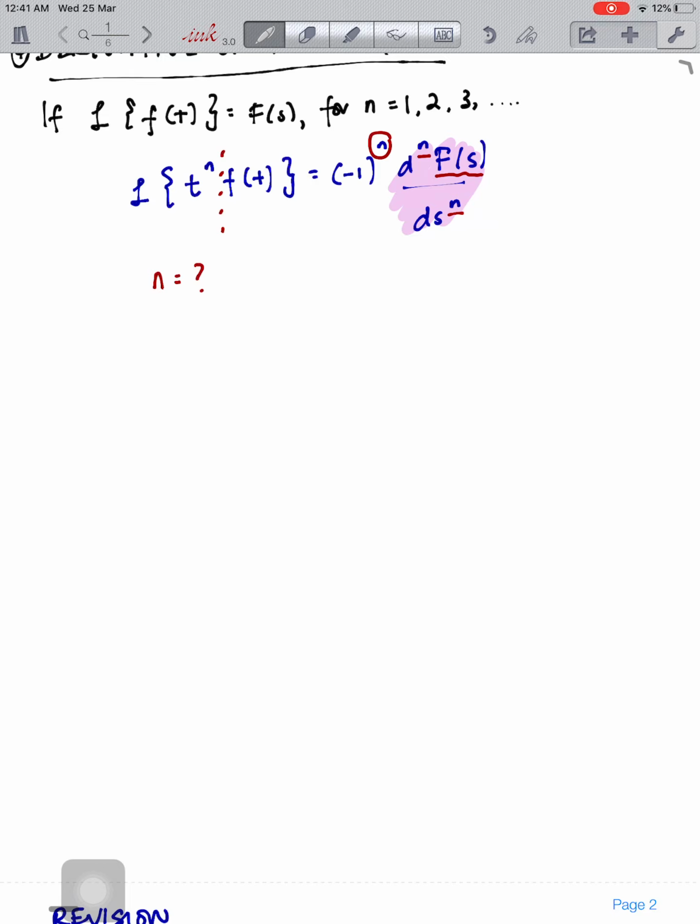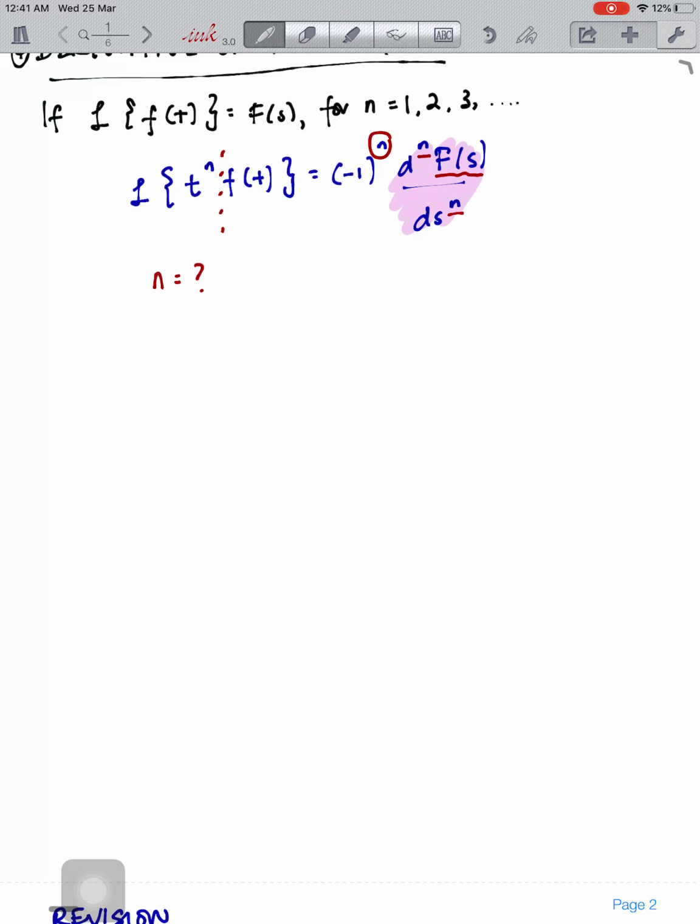And the second implication is that it's going to determine how many times we have to differentiate the function F of s. So those are the two implications. Let me repeat that again. The first is that it's going to determine the power of negative 1. And the second implication is that it's going to determine how many times we have to differentiate the function F of s.